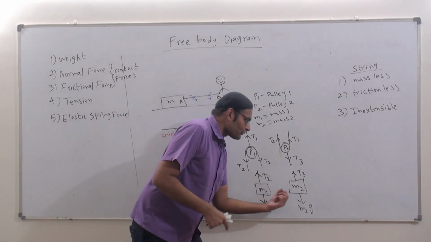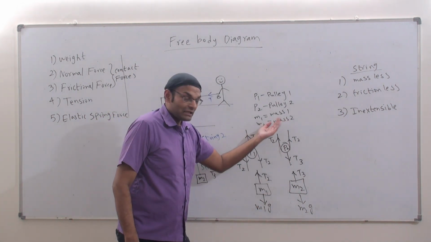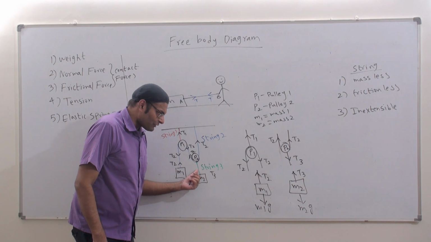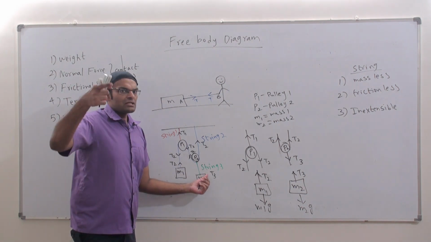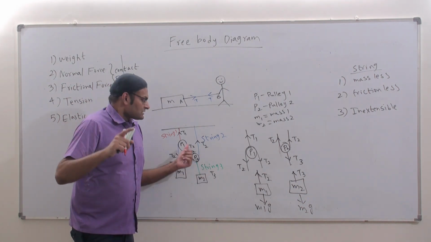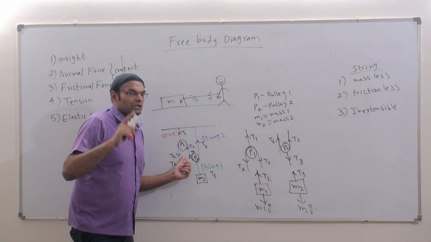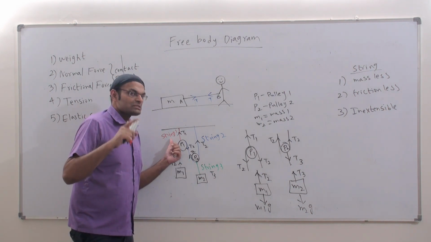Okay. Now how about M2? M2, you can see tension is acting upwards. Why am I using T3? Because it is string 3. So the tension in string 3 is T3. Tension in string 2 is T2. Tension in string 1 is T1.